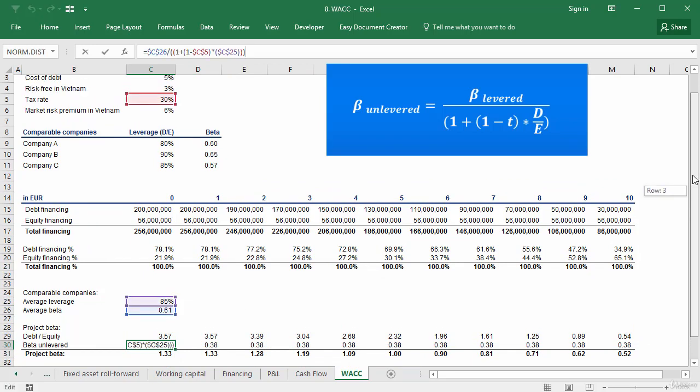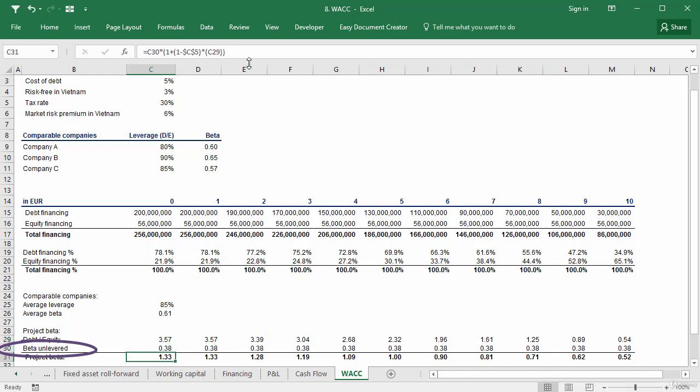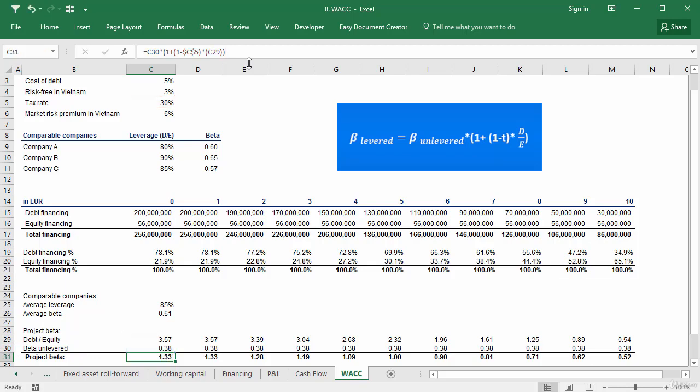To calculate unlevered beta, which is the beta of a company with no debt on its balance sheet, we have to divide the average beta of comparable companies we have here by 1 plus 1 minus the tax rate times the average leverage of comparable companies. See? This gives us unlevered beta, a beta which disregards financial leverage. And the trick now is to relever beta with the project's leverage. That's easily done. All we have to do is use the formula for relevered beta, which you see here. This is how we obtain the project beta for all years of the forecast period.